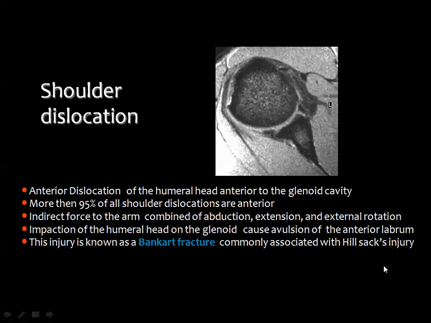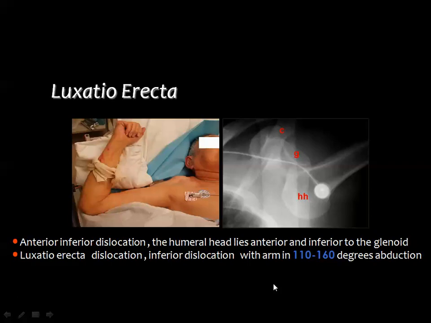And MRI is the best modality for evaluation of shoulder dislocations, and they frequently see tear in the anterior labrum, which indicates a Bankart lesion. And if you look carefully to the humeral head along its posterior superior aspect, you see an impression or depression, which is corresponding to the Hill-Sachs injury.